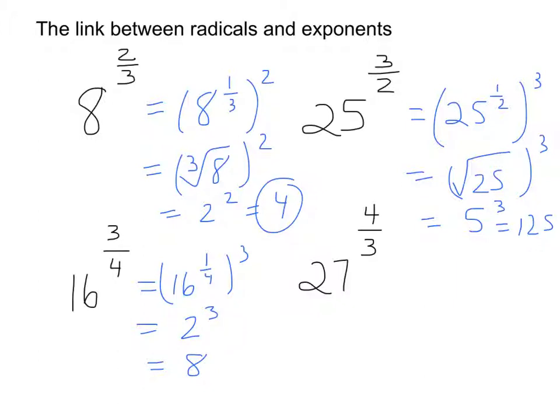And the last question would be 27 to the 1/3 to the power 4. The cube root of 27 is 3, and 3 to the power 4 is 3 times 3 is 9 times 3 is 27, times 3 more is 81. So there you have it. That's all you need to know about exponents.